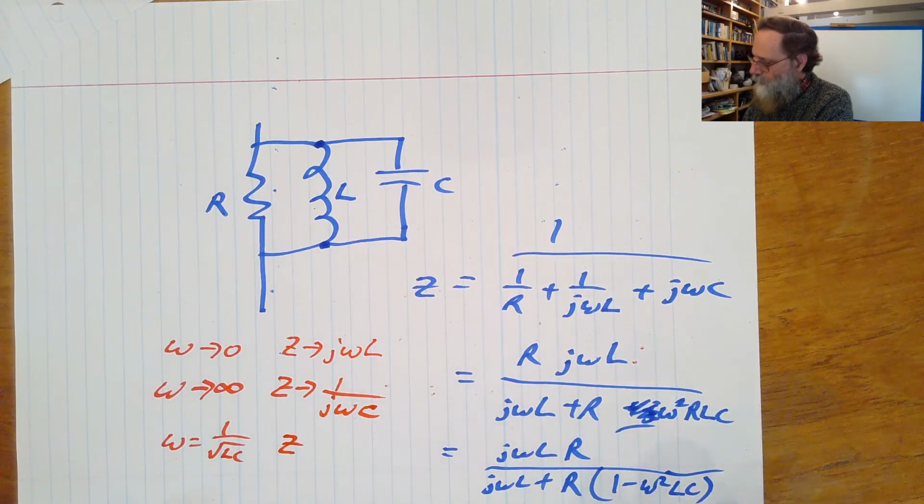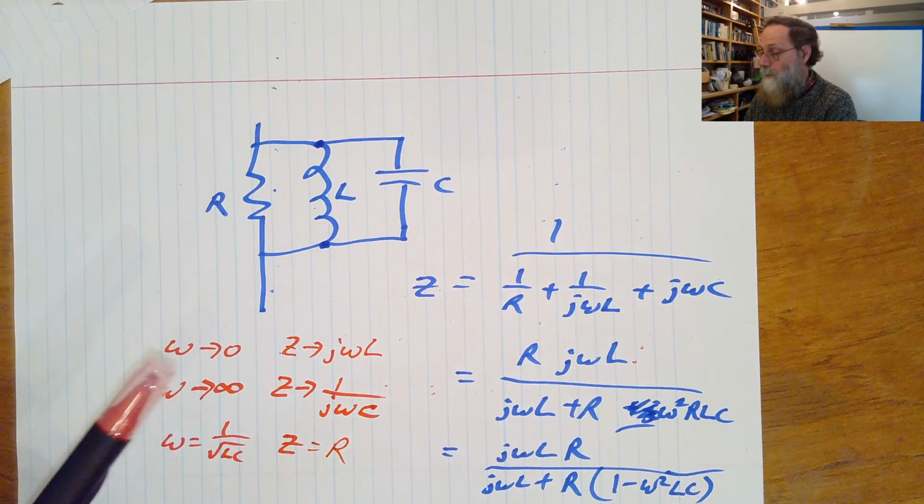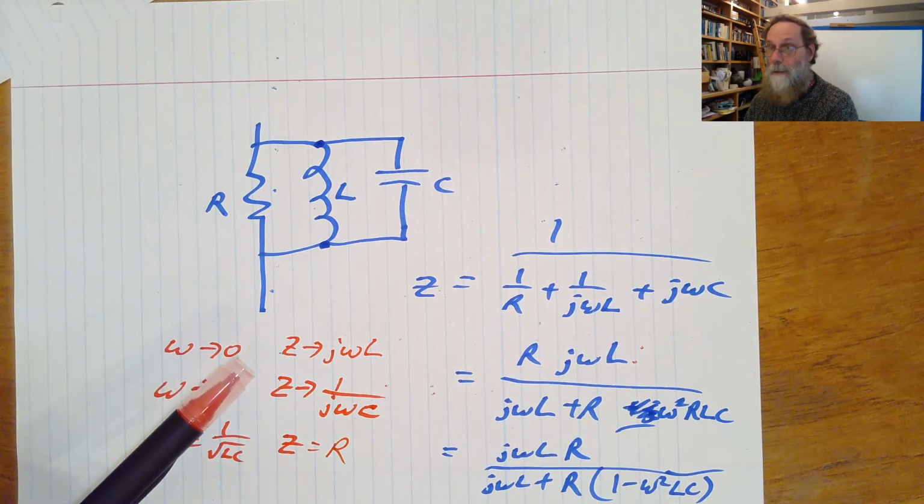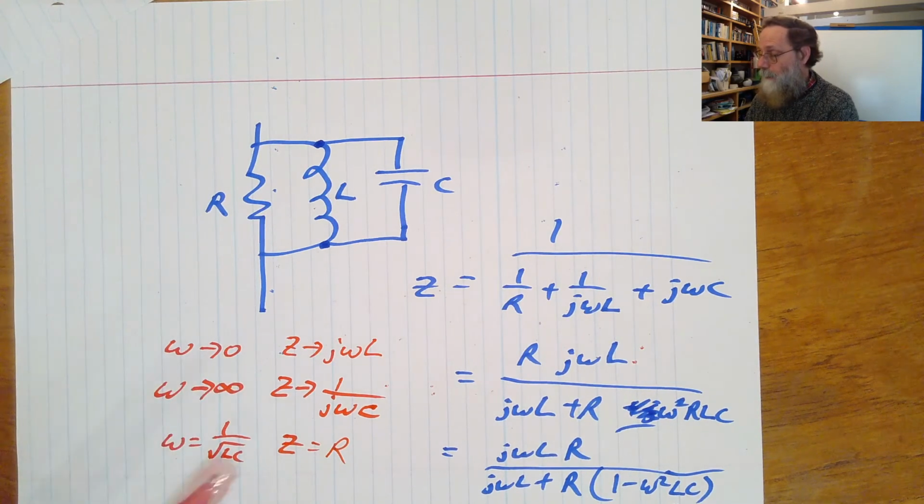And when omega is equal to 1 over square root LC, this part disappears. We have j omega L times R over j omega L. It's just R. So now we've got an inductor at low frequencies. Remember previously we had a capacitor at low frequencies. Now we've got a capacitor at high frequencies. Previously we had an inductor at high frequencies. But at the resonance we again just have R.